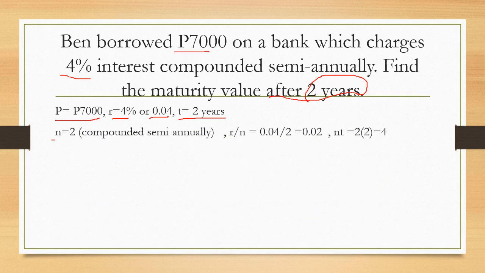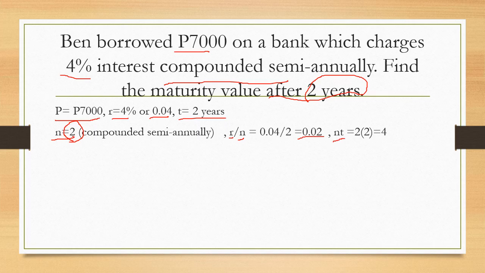Now, n is equal to 2. Why? Because based on the question, the interest is to be compounded semi-annually, meaning it happens every 6 months or 2 times in a year. So n is equal to 2. Review the table if you want to see why n is equal to 2 if it is semi-annually. Now, in the formula, you also see R divided by N, so the rate divided by N. So we will have 0.04 divided by 2, which will be equal to 0.02. Use your calculator, divide that, so 0.02.